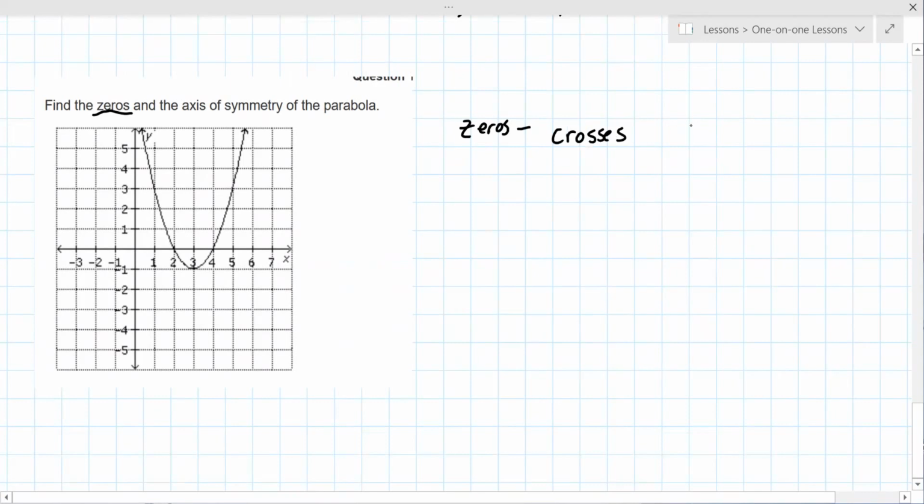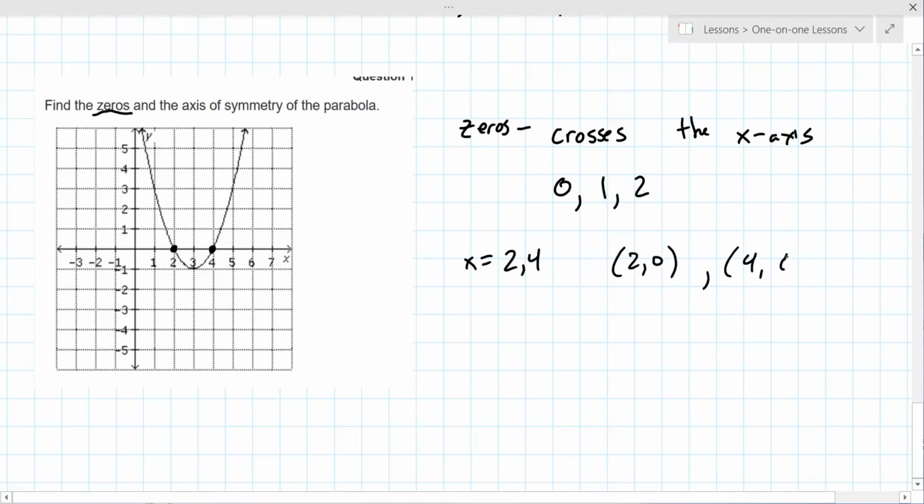So this is where it crosses the x-axis. There could be 0, 1, or 2 of them. So in this case, there are 2. What are those zeros? 2, 4. Yeah, and so they can be written like this, or they can be written as ordered pairs, like you just said, (2, 0), (4, 0).